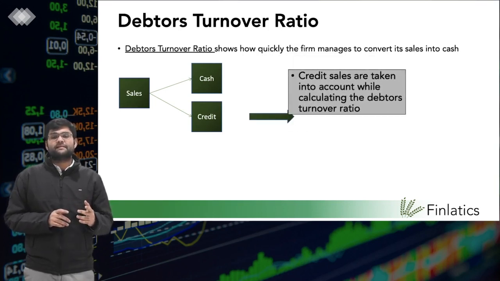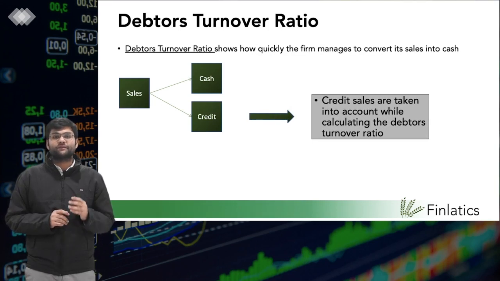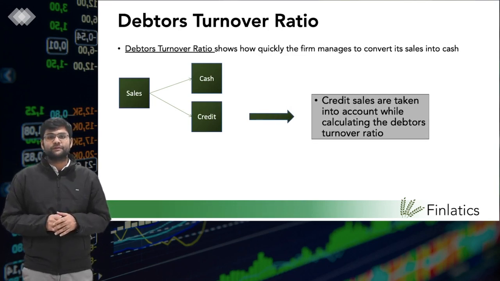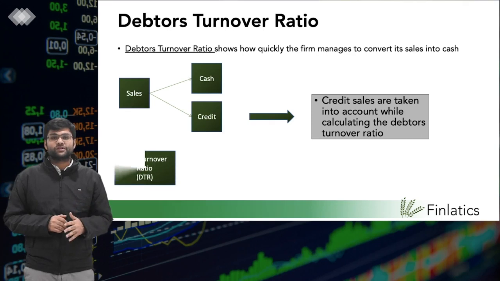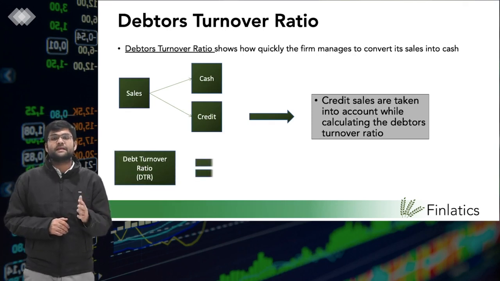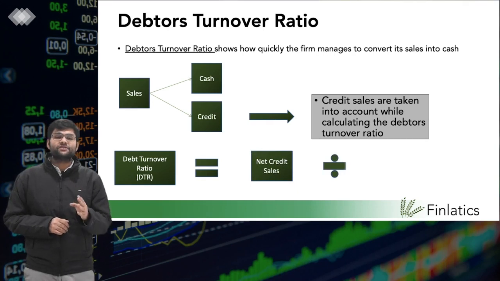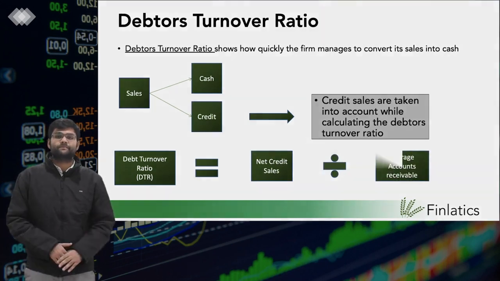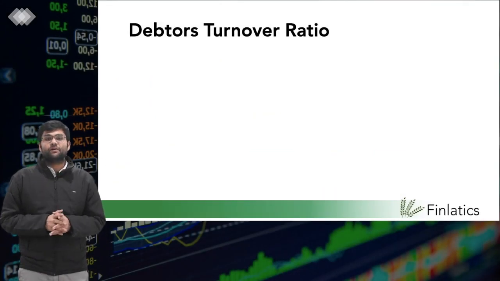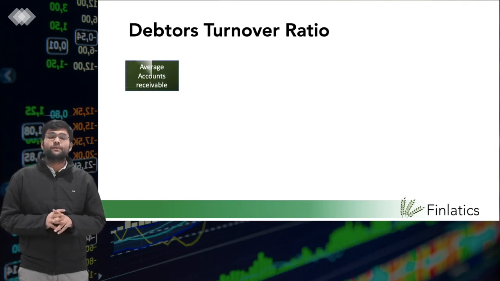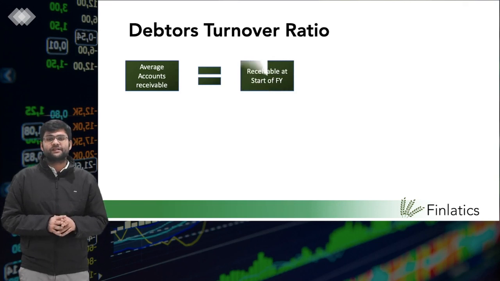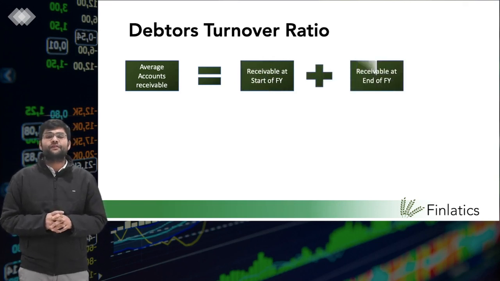Net credit sales are taken into consideration while calculating this ratio. Debtors turnover ratio or DTR is equal to net credit sales divided by average accounts receivable. Average accounts receivable is equal to receivables at the start of the financial year plus receivables at the end of the financial year, divided by 2.